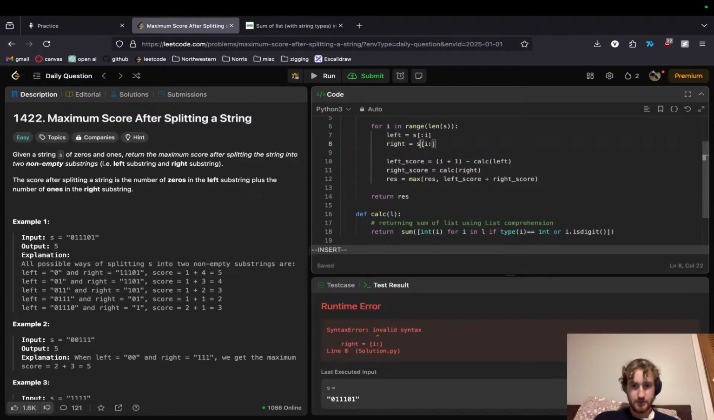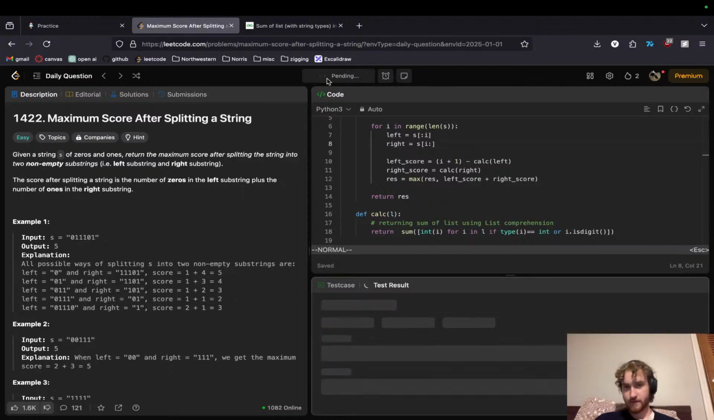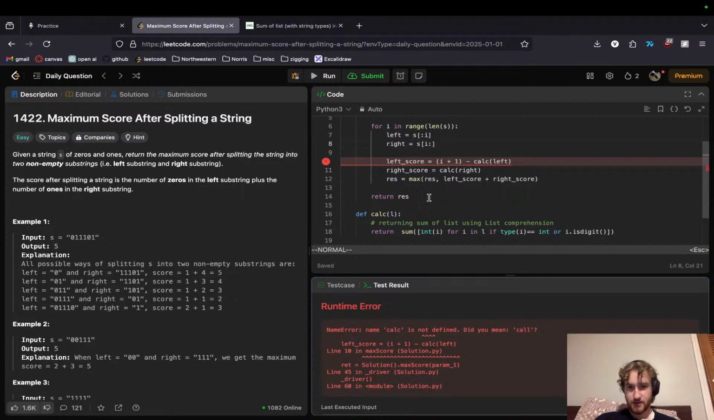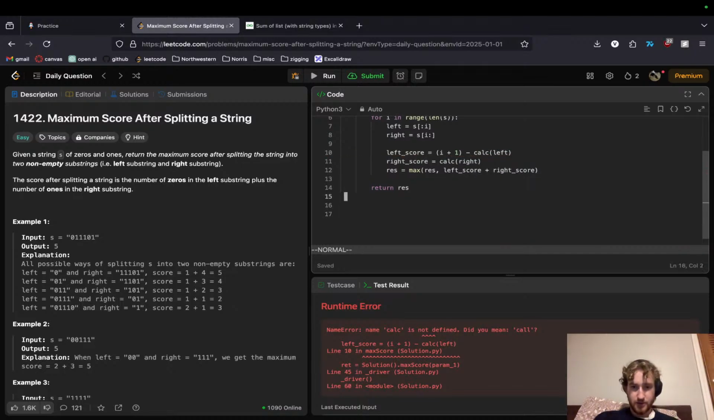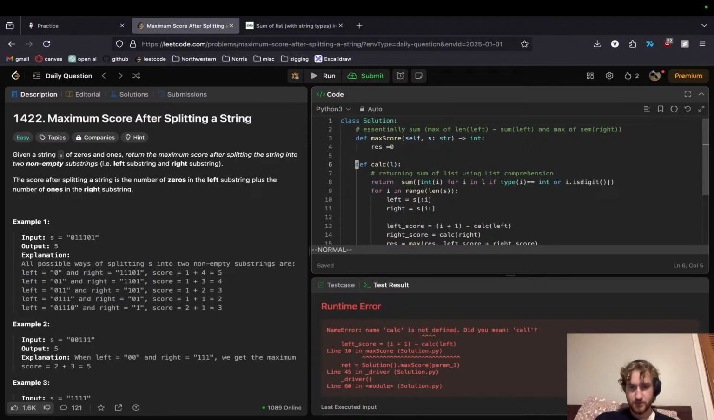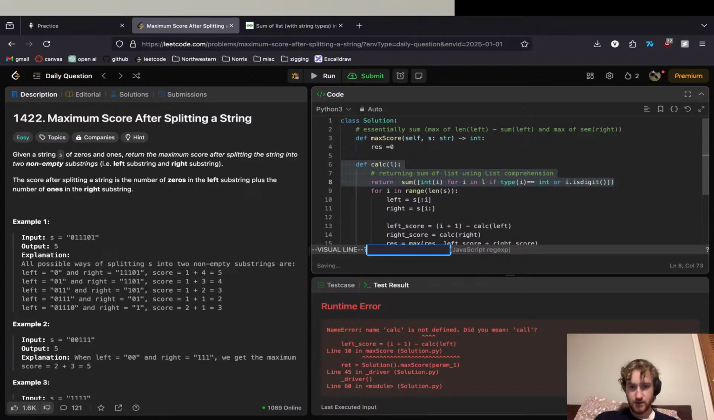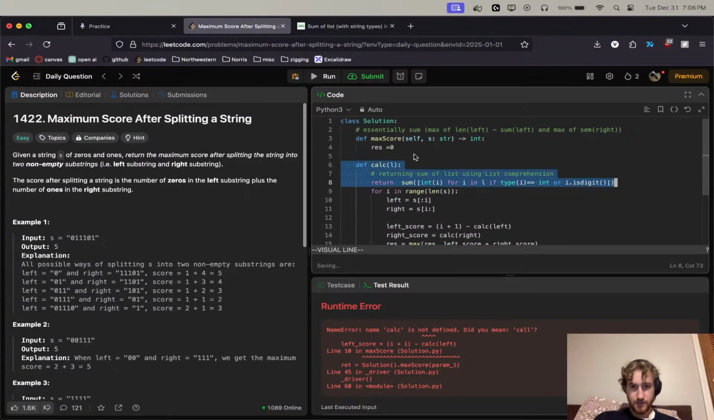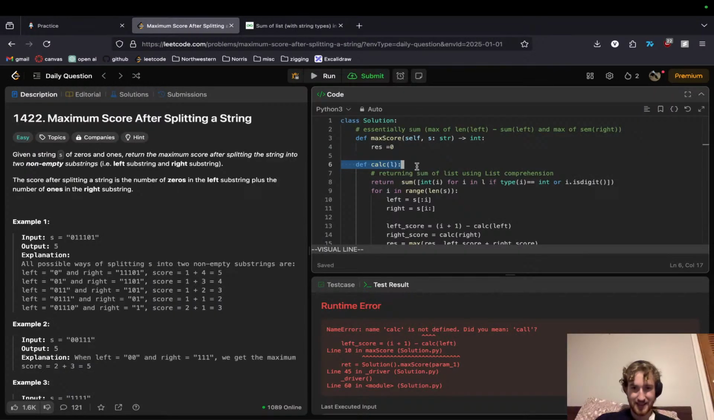Oh my god, my laptop is lagging so bad. Okay, 4 minutes. Do I need to move this up? My laptop is lagging so bad. Oh my god. I don't know why actually. It shouldn't be lagging this bad.